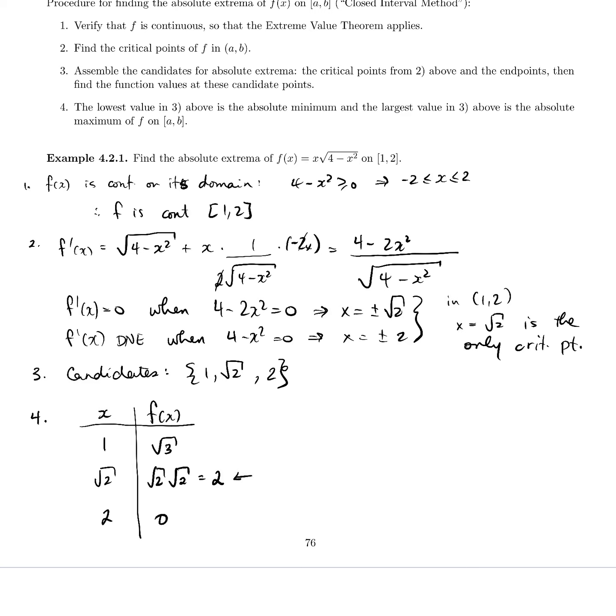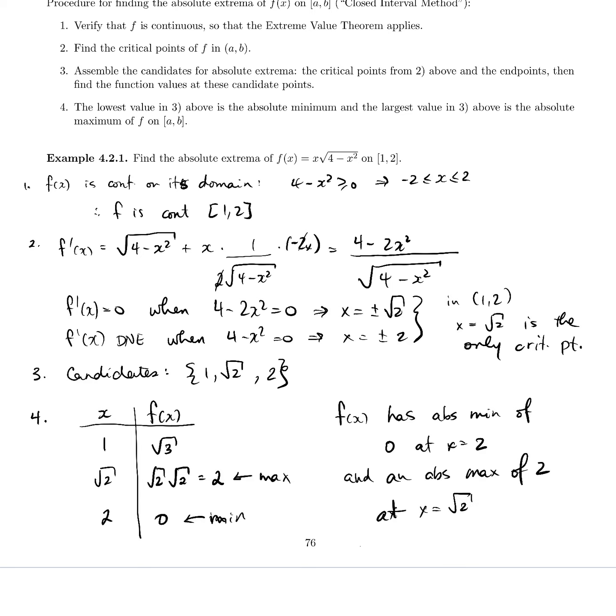This is our maximum value. This is our minimum value. And so f of x has an absolute min of 0 at x equals 2 and an absolute max of 2 at x equals root 2 on this closed interval [1, 2]. In the next video, we will see a corresponding procedure for functions of two variables.